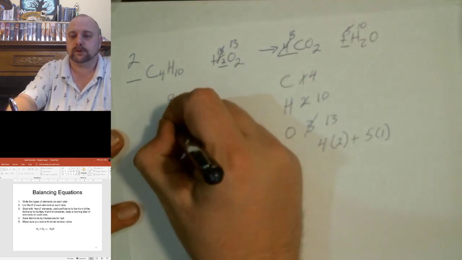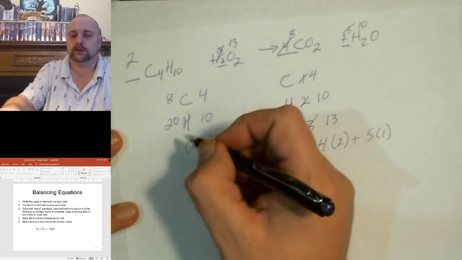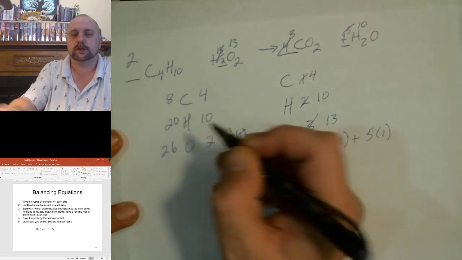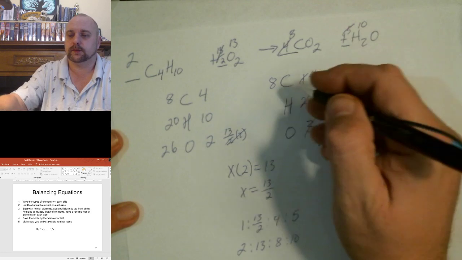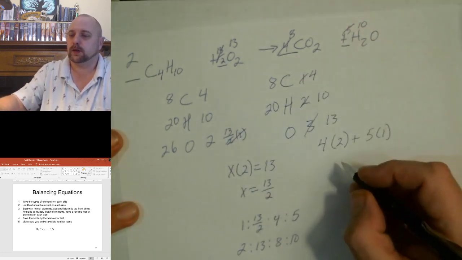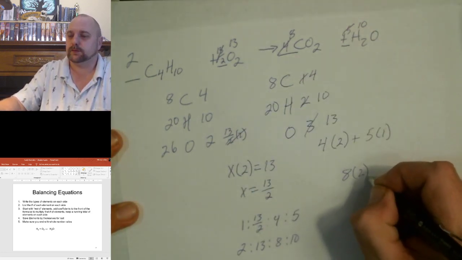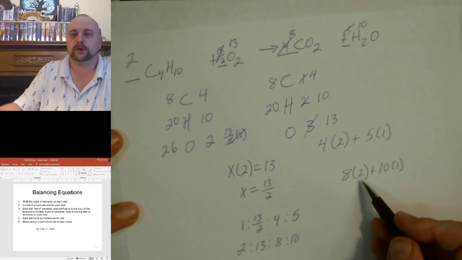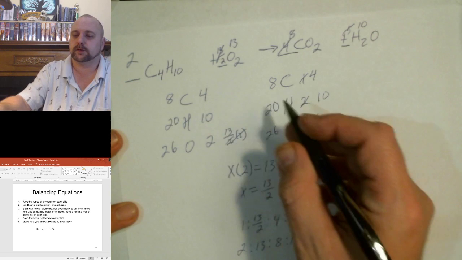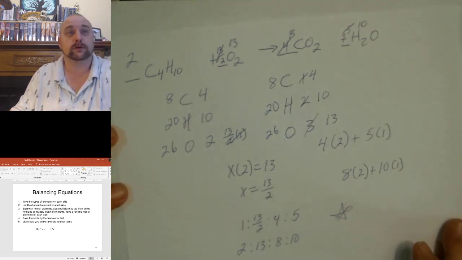8, 20. 13 times 2 is 26. 8 times 1 is 8. 10 times 2 is 20. 8 times 2 plus 10 times 1. 16 plus 10 is 26. We got that one right.